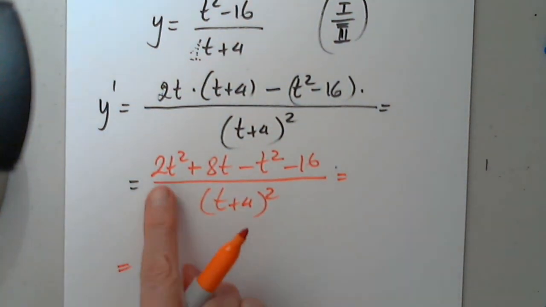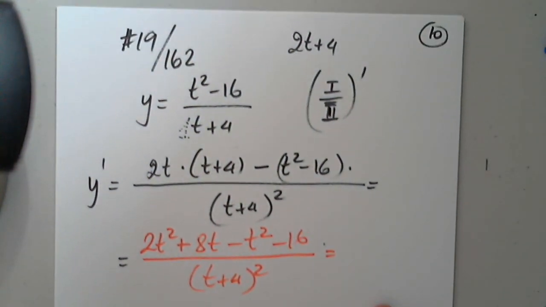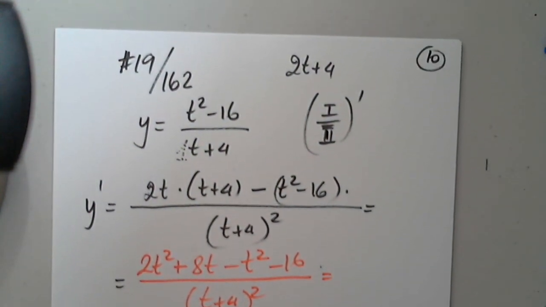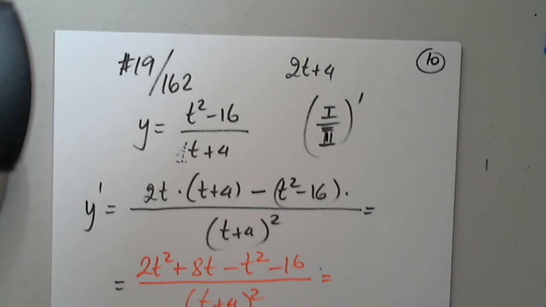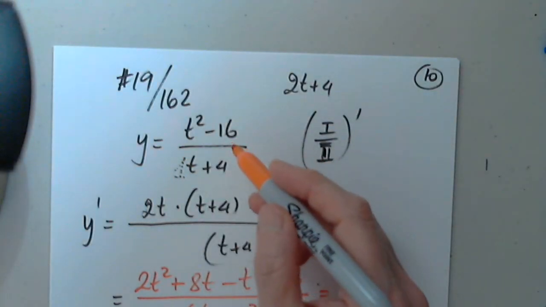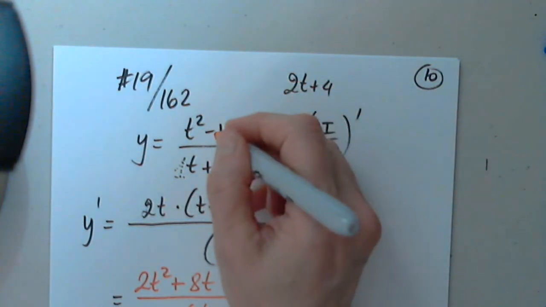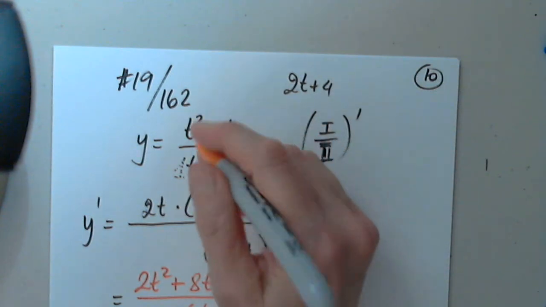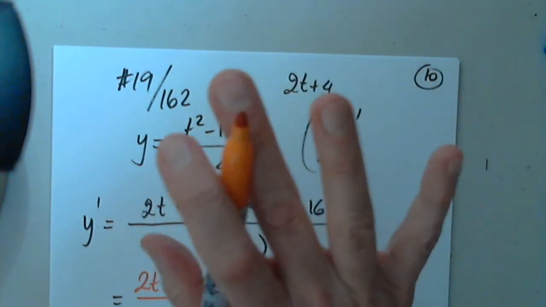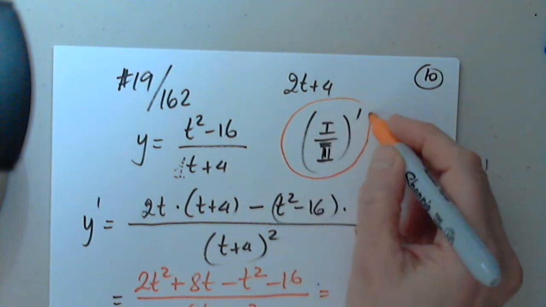Continue. 2t squared minus t squared. Wouldn't this be easier if you look at the top? We can cancel out some stuff. You could simplify from the beginning. Yes, you're absolutely correct, because this is t plus 4, t minus 4. You simplify and you get t minus 4. I completely agree. But this was an exercise on applying the quotient rule.